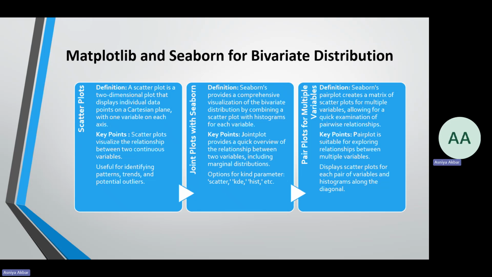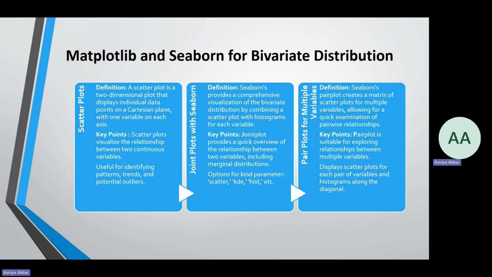Firstly, a scatter plot is a two-dimensional plot that displays individual data points on a Cartesian plane with one variable on each axis. The key point of scatter plots is that they visualize the relationship between two continuous variables. And it is very useful to identify patterns, trends, and even potential outliers.